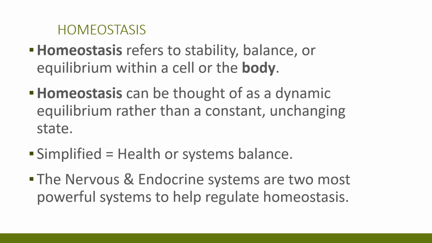It's stability. It can be thought of as a dynamic equilibrium rather than a constant unchanging state, meaning that your body will have systems to help correct changes. For instance, your blood pressure is constantly fluctuating. To simplify what homeostasis is, it's health or systems balance. And the nervous and endocrine systems are the two most powerful systems to help regulate homeostasis.